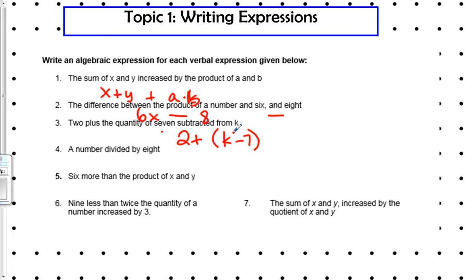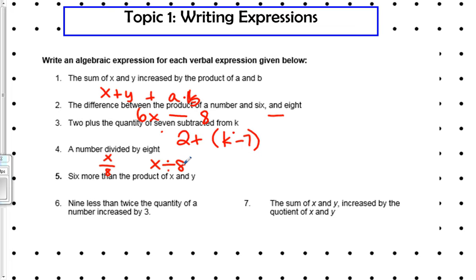A number divided by 8. That's simple. X over 8. I wrote that on there just so that you know the order. Whenever they say quotient or divided by, the first thing they say is the thing that goes on top or the thing that would go first. And the second thing they say comes last. You could also write this as x divided by 8, but we don't really do that very often in algebra.